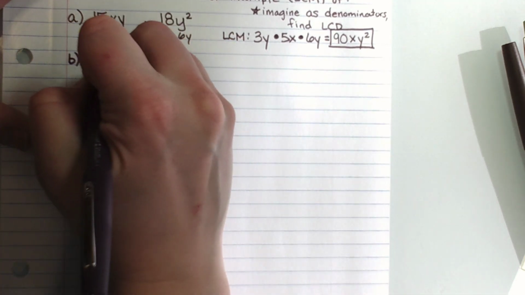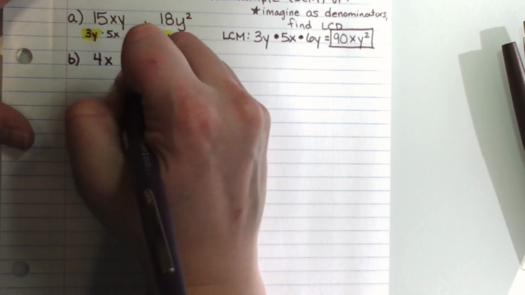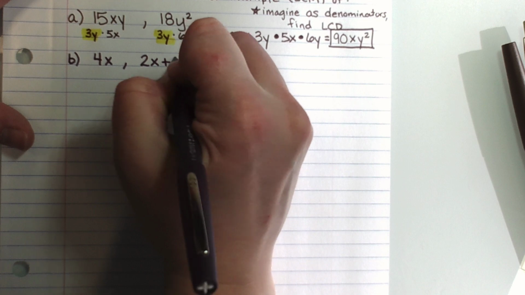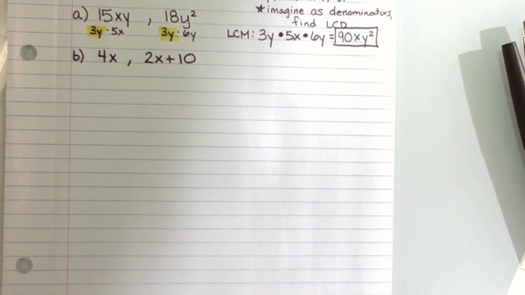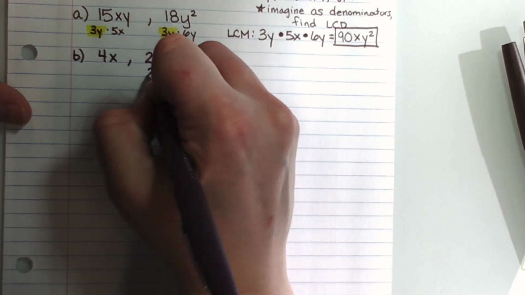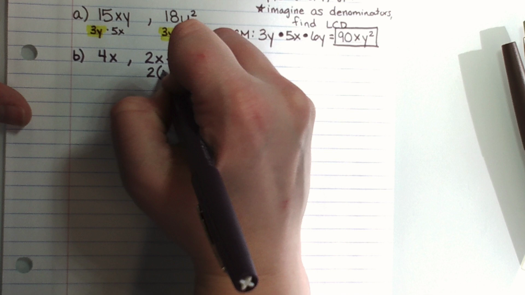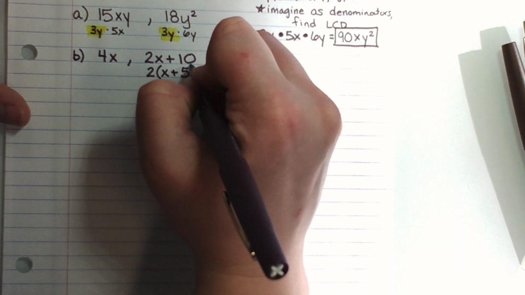Okay, a few more examples of this, and then we're going to be done with this. When there's addition and subtraction, start by factoring. Can I factor 4x? No. Can I factor 2x plus 10? Yes. Can factor out a 2. Leaves me with an x plus 5.